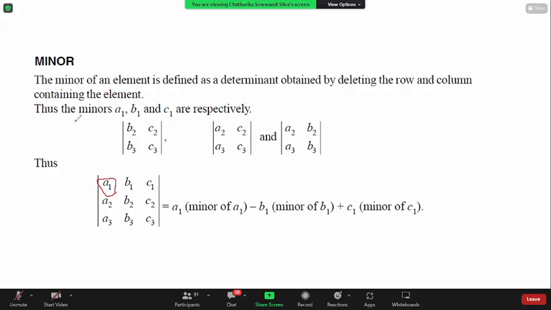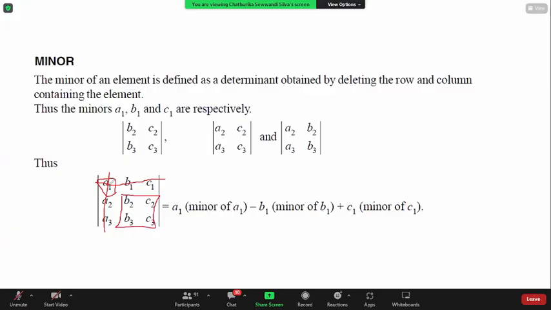Right. So actually, what do you mean by a minor? Minor is whenever you select an element of the considered row or a column, right? So what they are telling is obtained by deleting a row or a column. So we delete the column, we delete the row, right? So the rest is this 2 by 2 matrix. So this one will be the minor of A1.